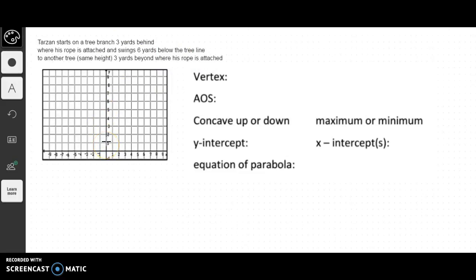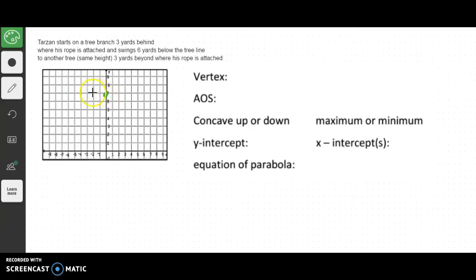So this one's a little bit tricky. For the sake of this, assume that we wouldn't want to hit the ground, because then your bottom would be touching the ground when you swing. So let's assume that our rope is going to be attached in this midline, okay? And we know that he swings 6 yards below. So if I don't want to hit the ground, I'm going to start here at 1 and count 6 up: 1, 2, 3, 4, 5, 6. So that's at 7. So I'm going to assume that the rope is attached up here at 7.